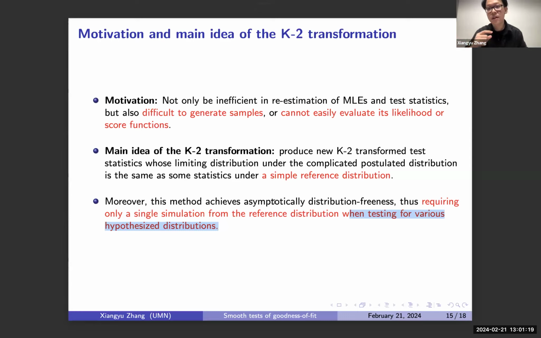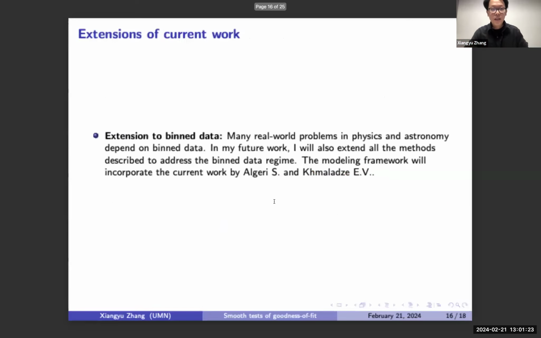But the idea is almost exactly the same with the smooth test. Okay, and extensions of the current work. So I think that's the last page of the talk I want to say today.